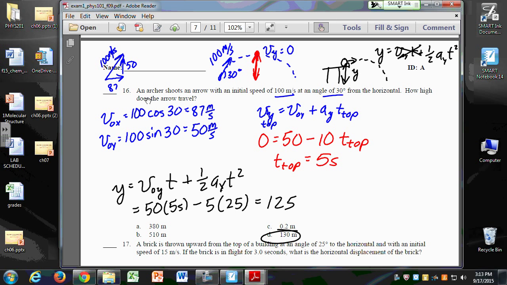Notice here that sometimes you have to double that time. I got 5 seconds for t top, and I used 5 seconds here. The reason I did that is because I was looking for the position at this point, which I know occurs at t equals 5 seconds. But sometimes you'll want to know the position at this point, the x position, in which case you'll use what time? 10 seconds, okay?